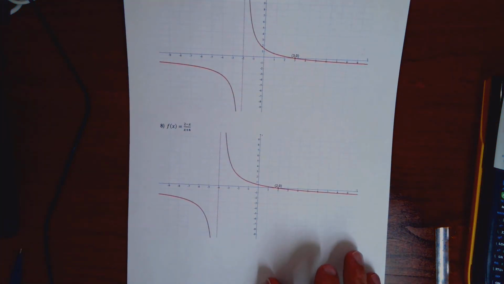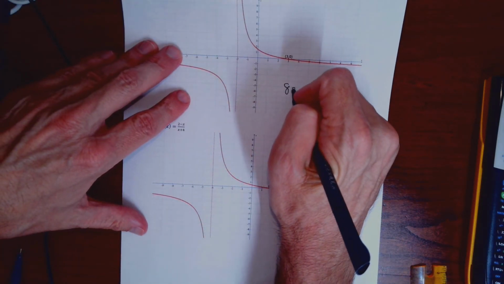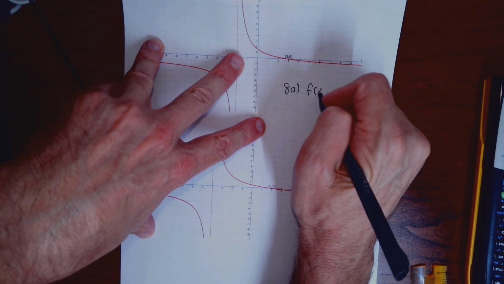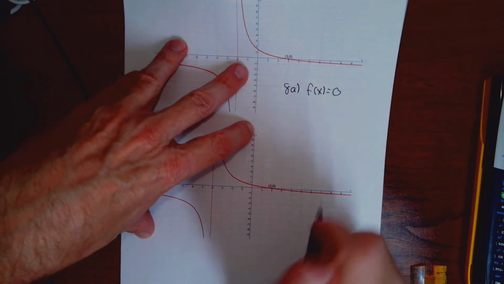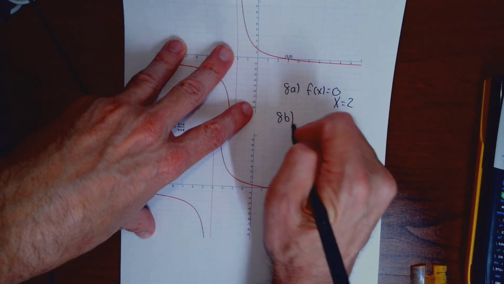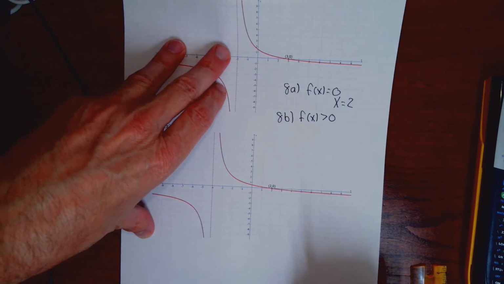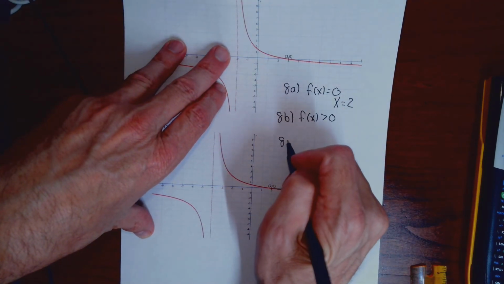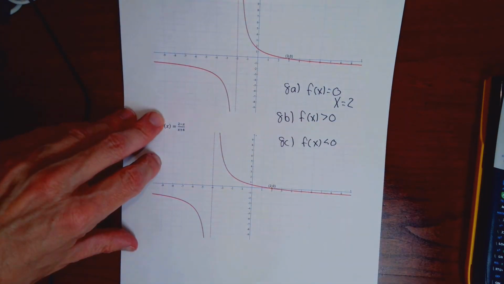One last problem. And I'm going to break up the graph after I answer part A. So for 8a, to answer the f of x equal to 0, it's just going to be x equal to 2, the only point on the graph that has an x-coordinate of 2. And then for 8b, I need to find the intervals with round parentheses where the graph is above the x-axis. For 8c, I need to find the intervals with round parentheses where the graph is beneath the x-axis.